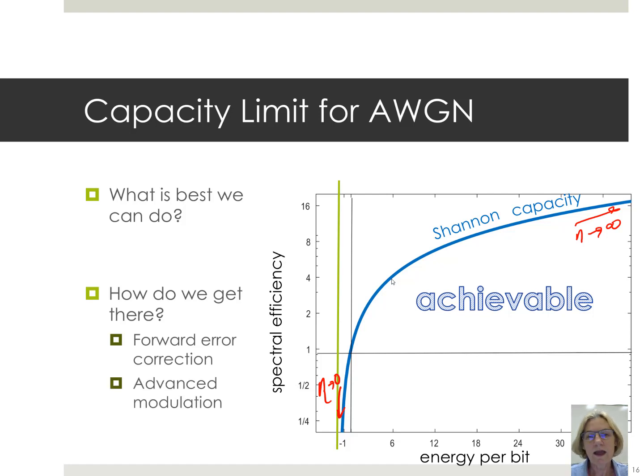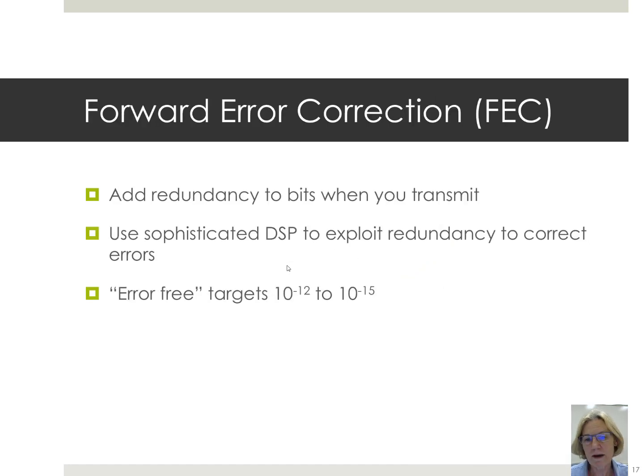The second way we can try to get closer to the Shannon capacity is by using what we call advanced modulation, which lets us do some of this exchange of bandwidth for capacity, or to achieve a higher ratio of capacity to bandwidth. So I'll be talking to you about how we're able to do that. First, just a few words on error correction codes.